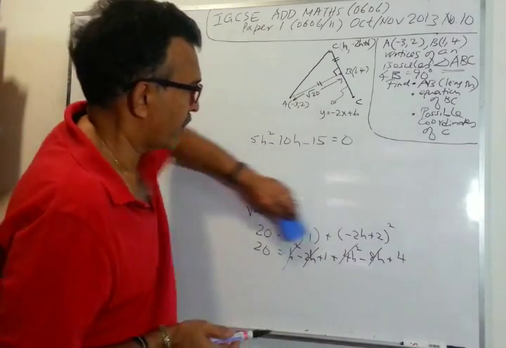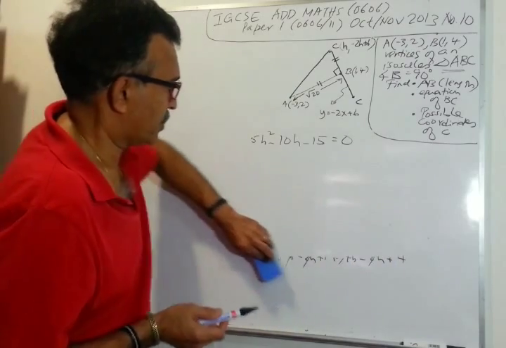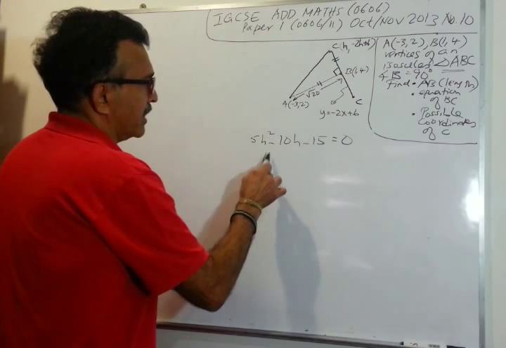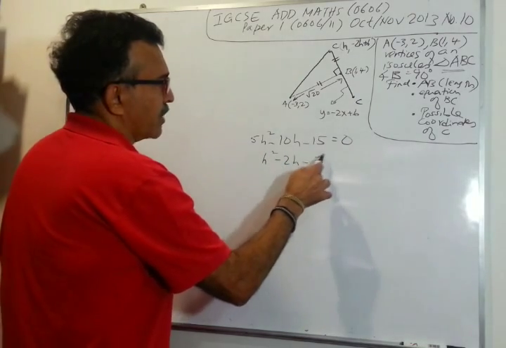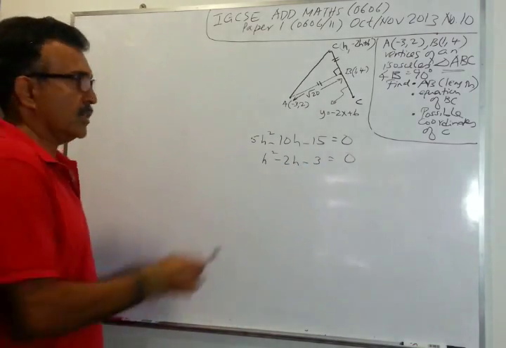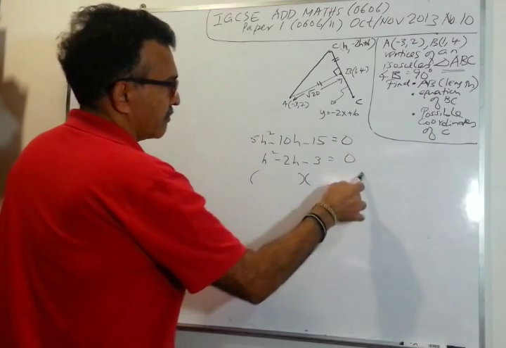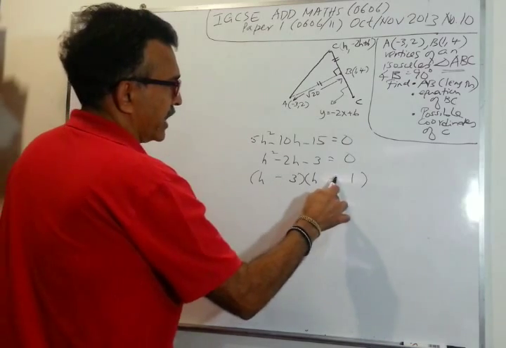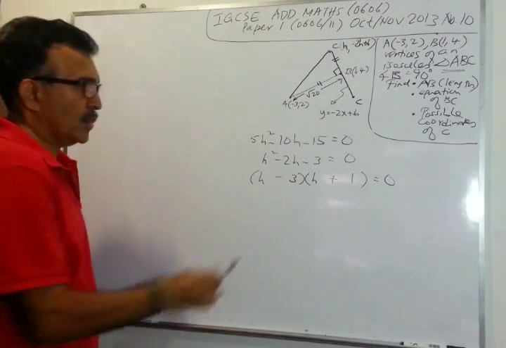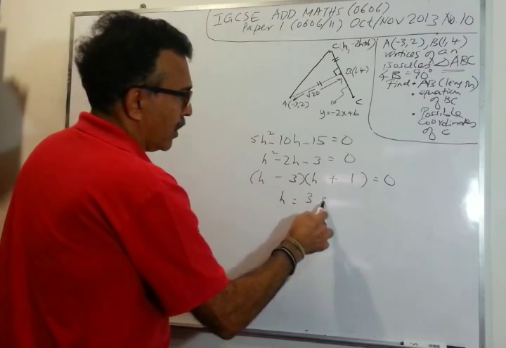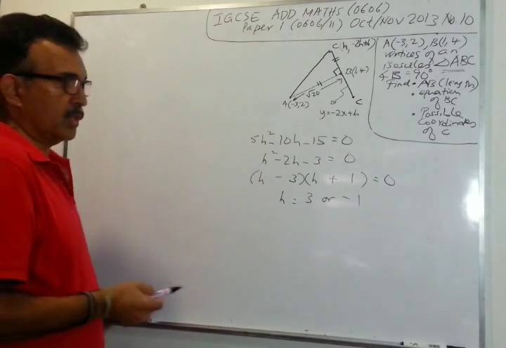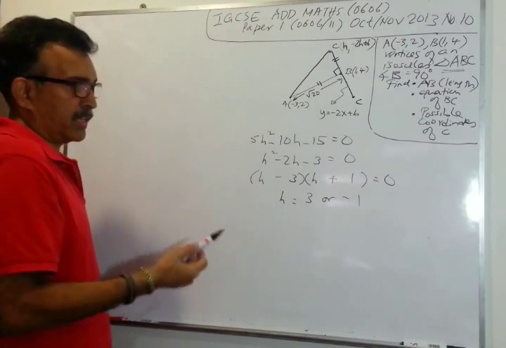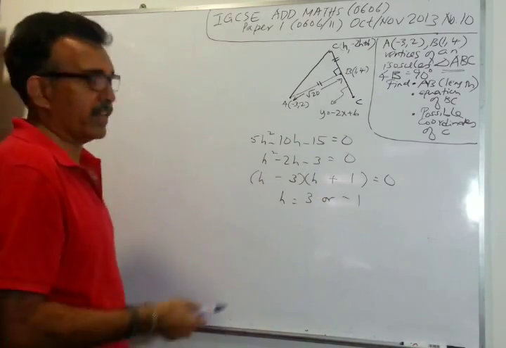Now I have a quadratic equation, 5h squared minus 10h minus 15. Divide throughout by 5, I will get h squared minus 2h minus 3 equals 0. So let's factorize. h, 3 and 1, minus and plus. So h can be 3 or negative 1. So we have the x coordinates. The possible x coordinates will be 3 or negative 1.